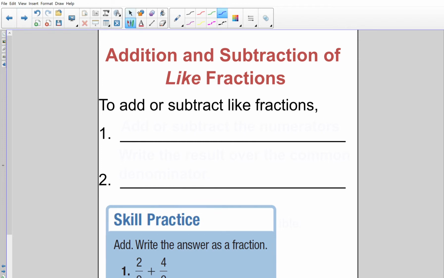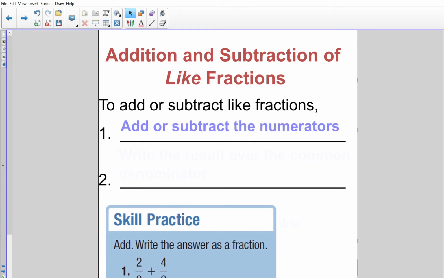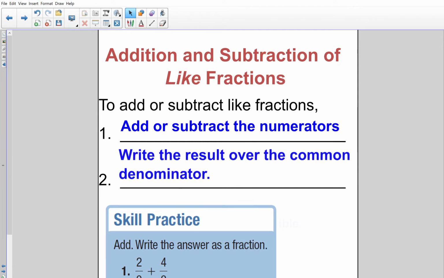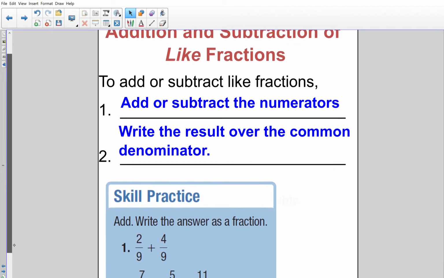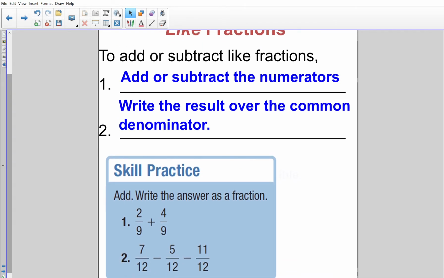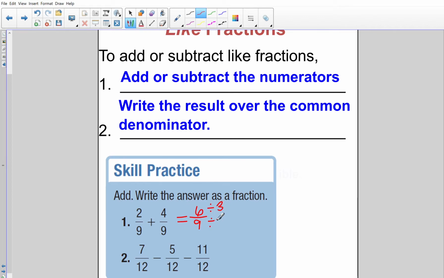Okay, so some rules to add or subtract like fractions. We're going to add or subtract the numerators, and we're going to write the result over the common denominator. Now, I do need to add that we will need to reduce if we can. So in this example, I have 2 ninths plus 4 ninths. That's going to give me 6 ninths. Now 6 ninths I can reduce by 3 in both the numerator and the denominator. So this is going to give me 2 over 3. That is my most reduced fraction, and that's finished.